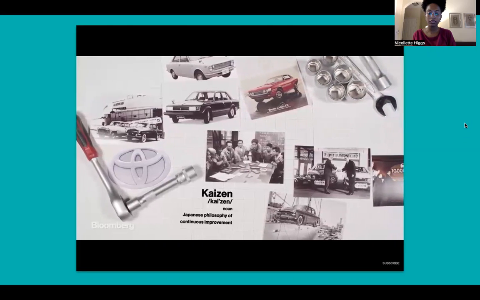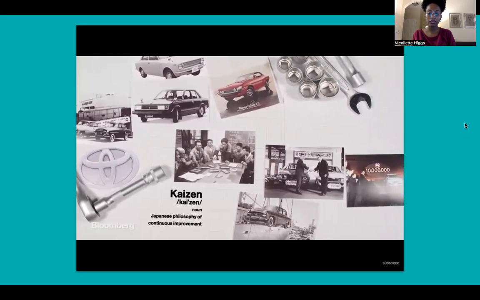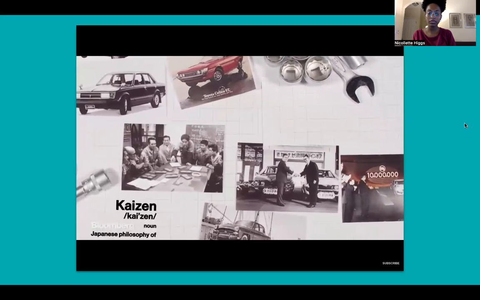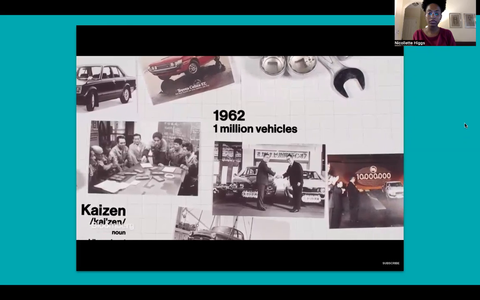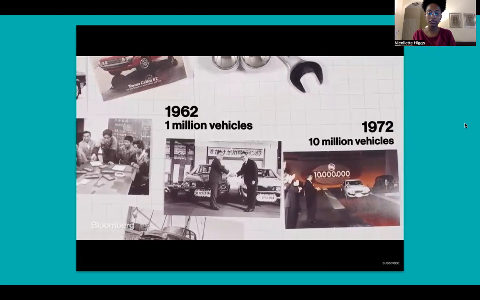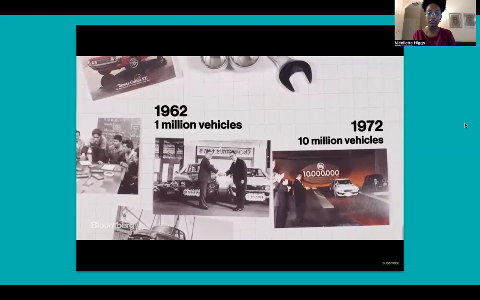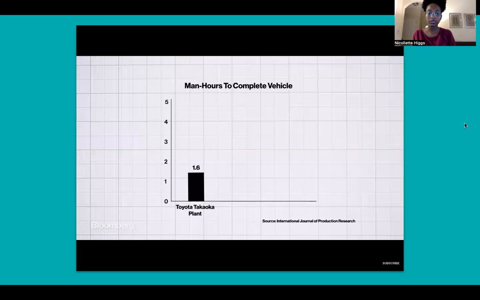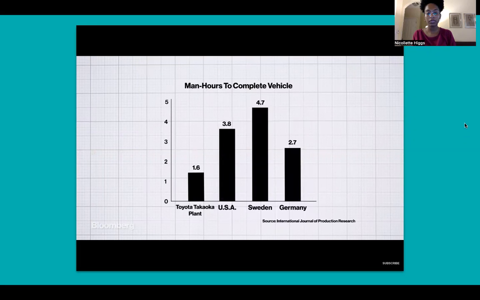reliable and affordable cars. But Toyota was also getting good at producing cars quickly. In 1962, the company had produced 1 million vehicles. By 1972, they'd produced 10 million. It was around that time that the efficiencies of their factories enabled Toyota to produce a car every 1.6 man-hours, much lower than their competitors in the US, Sweden, and Germany.